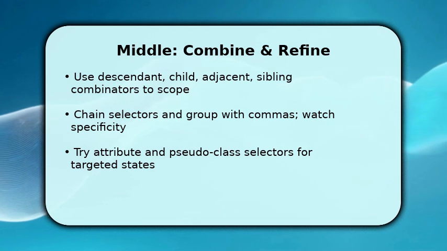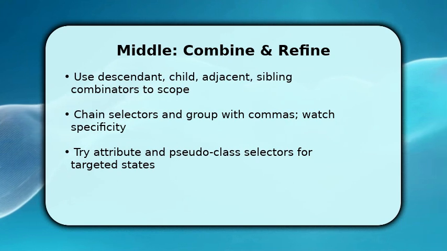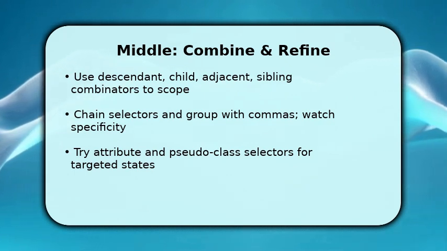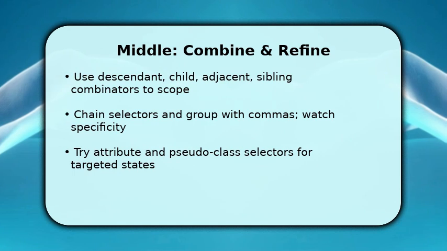Apply attribute selectors like input type equals text and pseudo-classes such as hover or focus for interactive states. As you refine, check computed styles to understand why a rule wins and adjust selector weight accordingly.